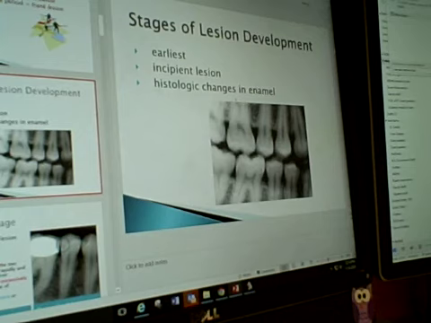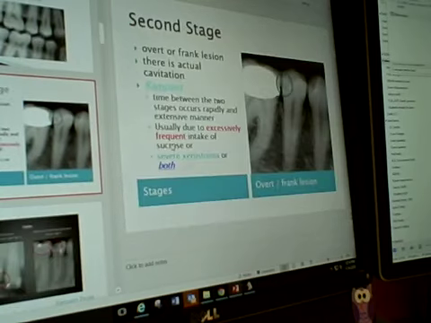So at the earliest development, we're going to see an incipient lesion in this outer white enamel area. It's going to be within that area. We'll see the changes in the enamel. The second stage is an actual cavitation. It goes through the enamel into the dentin, the second layer of tooth, which is a softer layer, only 70% mineralized compared to enamel being 96% mineralized.